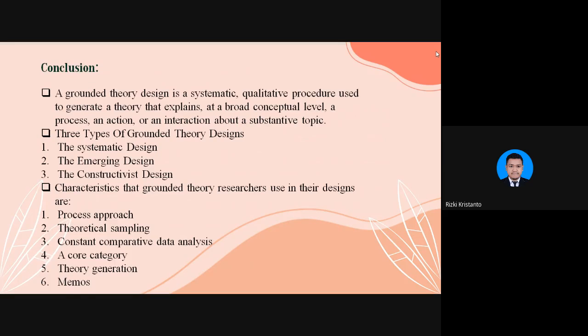Okay, for the conclusion, I'm gonna let Rini read it. Okay, Rini, go for it. Okay, thank you, Mas Rizky.